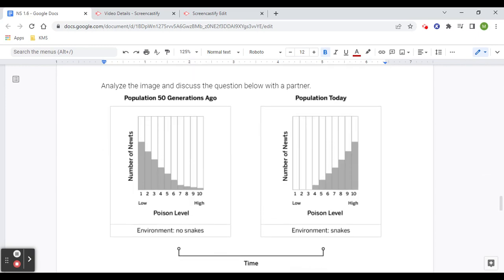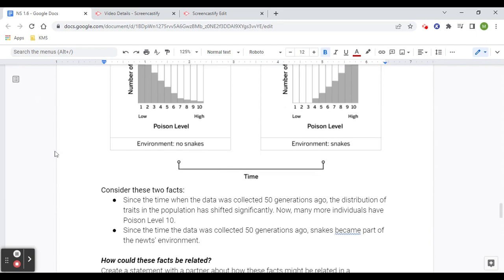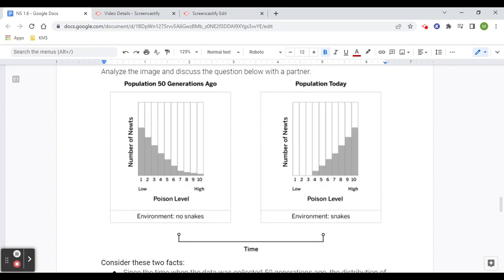Okay. Moving on to the second part of the lesson, it says analyze the image and discuss the questions below with a partner. So now we are looking at the newt population over time. So this was 50 generations ago. We can see we have pretty high variation ranging from low poison level, with a few on the high end, and then over 50 generations today, we can see we actually have none in the low level, and then we have lots of newts, high variation in the high level of poison.